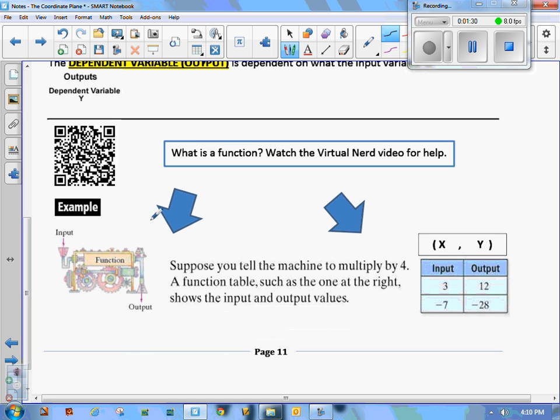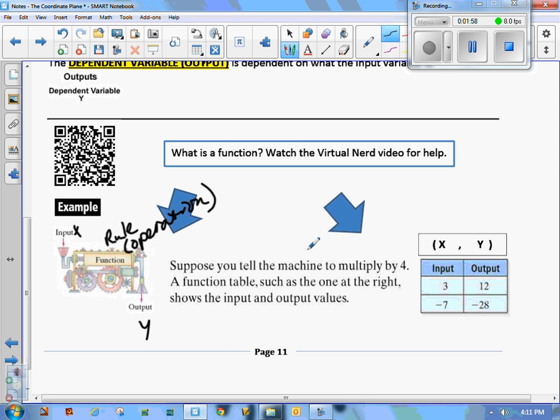You can use your smart device, scan the QR code to watch the Virtual Nerd video on what is a function. Here's something that you guys may be used to in elementary school, those function machines or input-output machines. You input, which is our x, you input a value. The function is that rule, or that operation, something's happening to it mathematically. And then the output is our y.